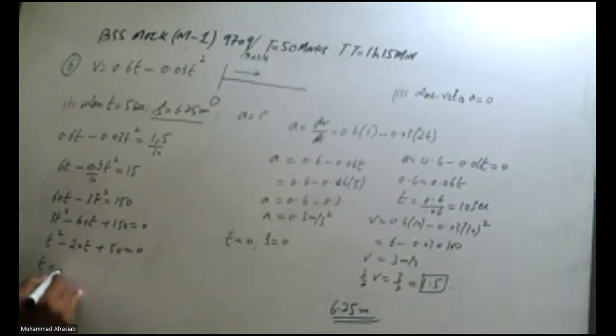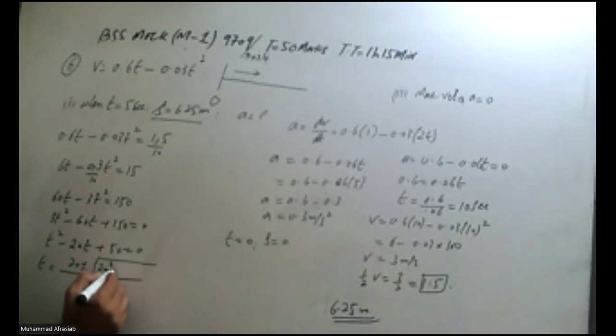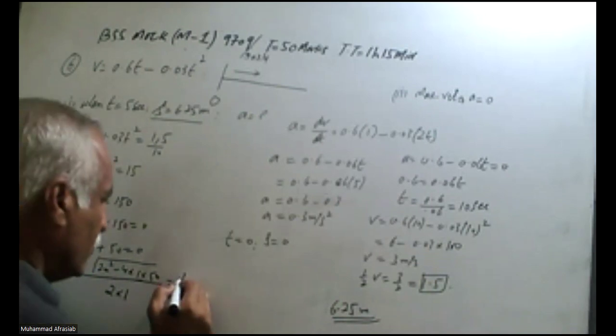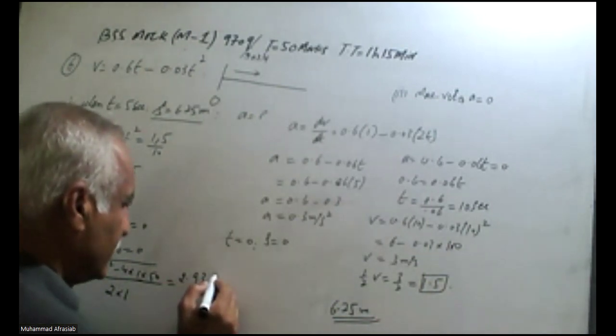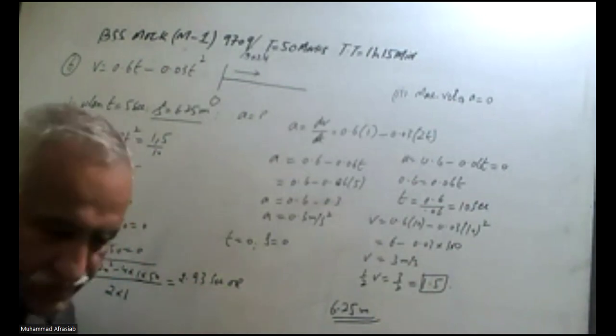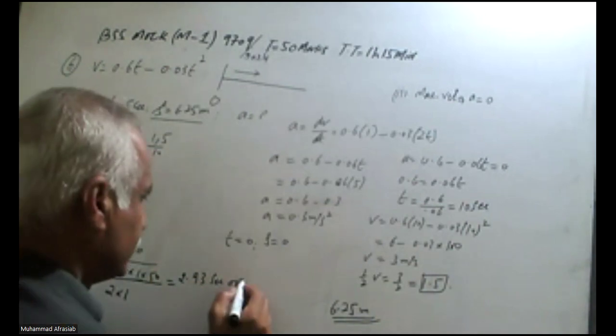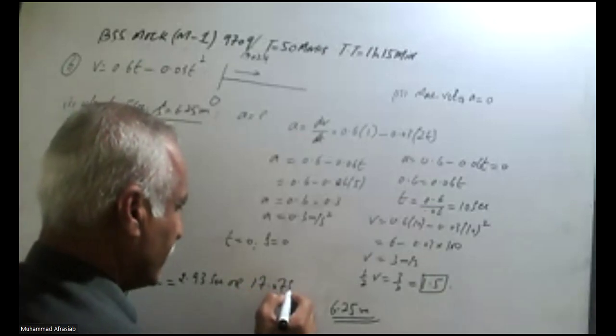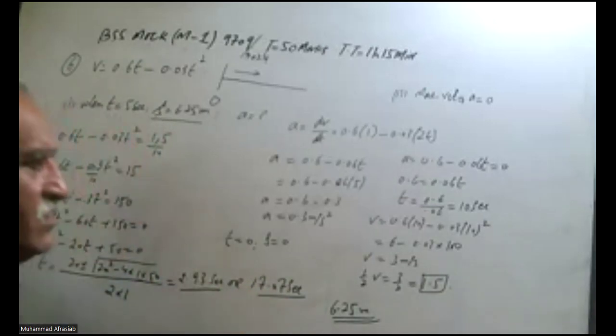Now we can apply the quadratic formula. So it is t = (20 ± √(20² - 4 × 1 × 50)) / (2 × 1). That value works out to 2.93 seconds or 17.07 seconds. So this is when it is at half of the maximum speed, which is the time we needed to find for this question.